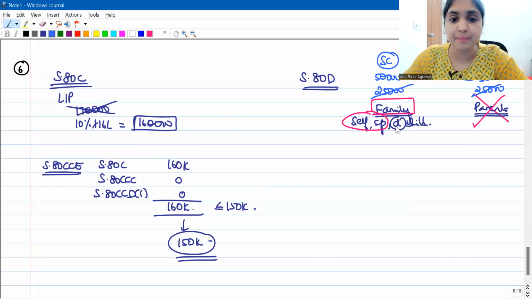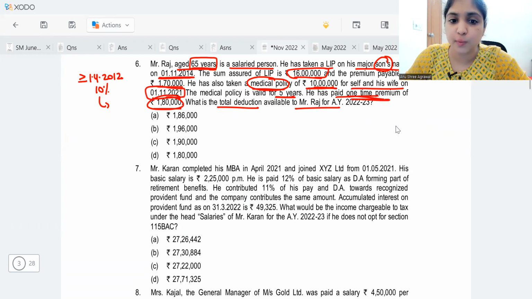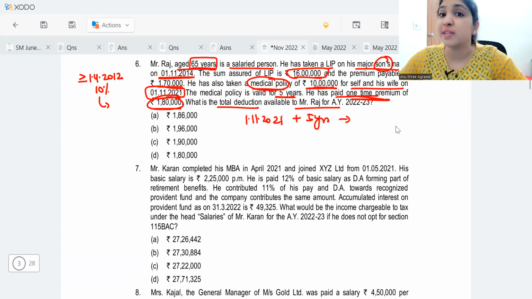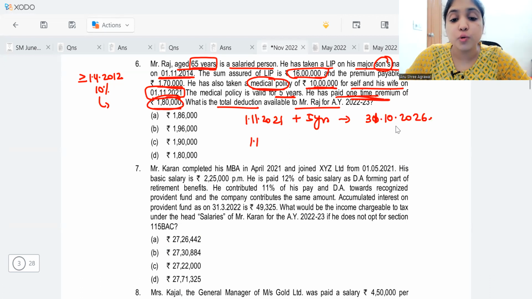But how much premium did he pay? He paid 1,80,000 premium. This was one-time premium. This was lump sum premium which he has paid for 5 years. The policy he took was from 1st November 2021, 5 years. 1st November 2021, he took the policy. The policy will go on for 5 years, which means when will the policy end? The policy will end on 31st October 2026. You agree with me? 5 years from this date, policy will end on 31st October 2026. So period of the policy is 1st November 2021 to 31st October 2026.